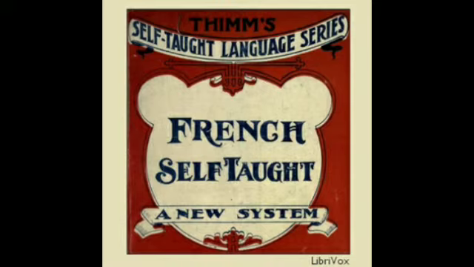15. The school. A school, une école, the teacher, le maître, the book, le livre, the paper, le papier, a pen, une plume, an inkstand, un encrier, the ink, l'encre, the pencil, le crayon, a letter, une lettre, an envelope, une enveloppe.